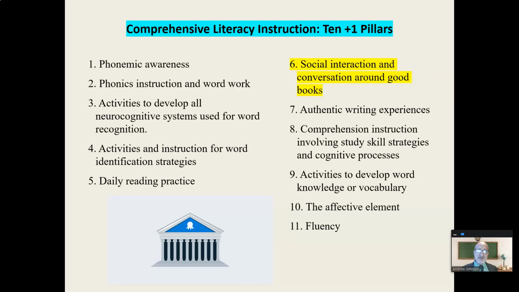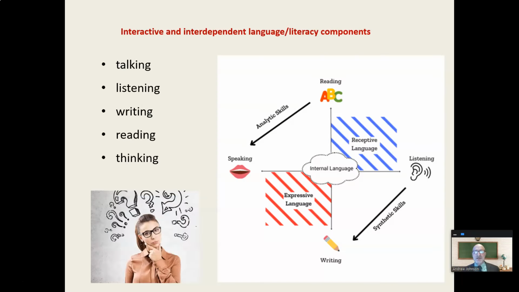Now, let's take a look, first of all, at comprehensive literacy instruction and what this has to do with Vygotsky. The 10+1 essential pillars, you see them here. And one of them is number 6, social interaction and conversation around good books and around writing, and just conversation in general is and should be an important part of a comprehensive literacy program, an important part of learning how to read, an important part of learning how to write. Conversation, talk, yes, social interaction.